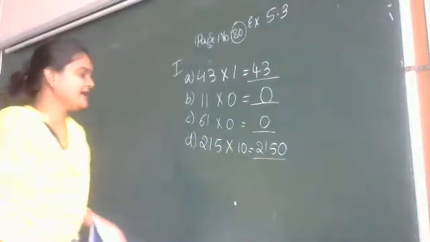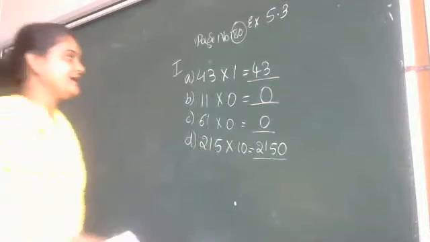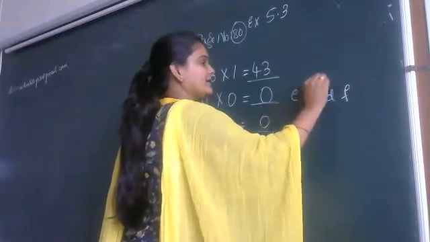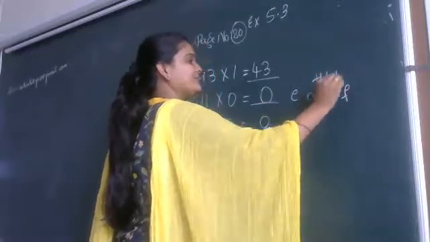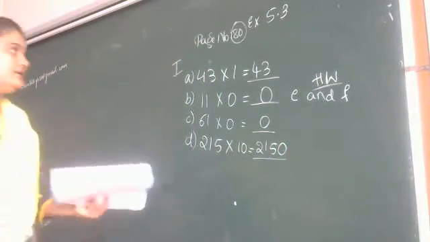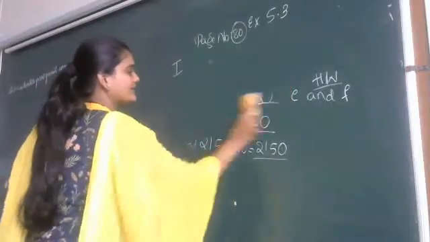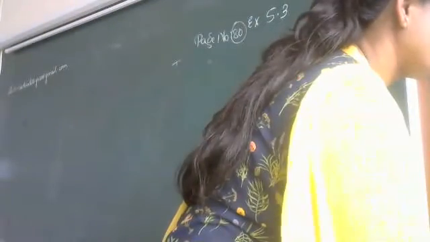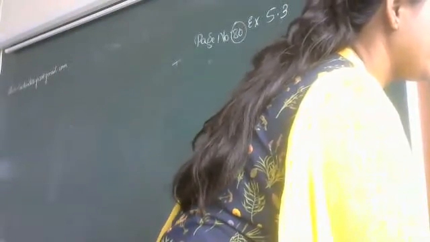Okay? It is very easy. E and F is for homework. You have to write it in the textbook only. Second question. Next.